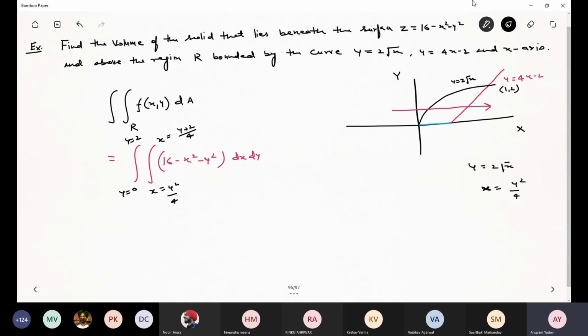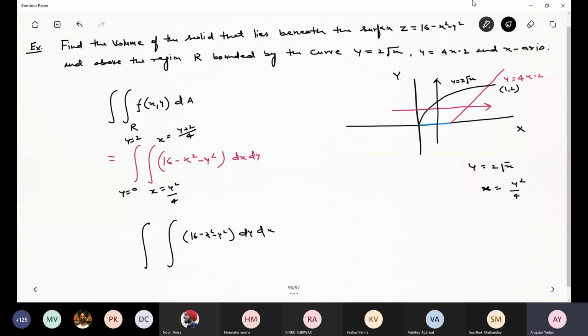So instead of this, suppose I choose this particular order, double integral of 16 minus x square minus y square, with dy dx. If I'm choosing dy dx, then what would happen? Again, I need to draw a line which is parallel to the y-axis like this, and then take the limit first for y, followed by x.